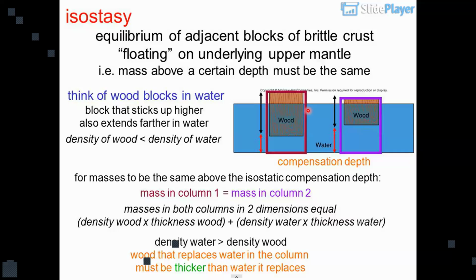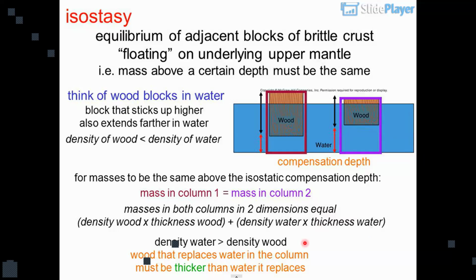For masses to be the same above the compensation depth, mass in column 1 must be equal to mass in column 2. Masses in both columns in two dimensions are equal to density of wood multiplied by thickness of wood, plus density of water multiplied by thickness of water.